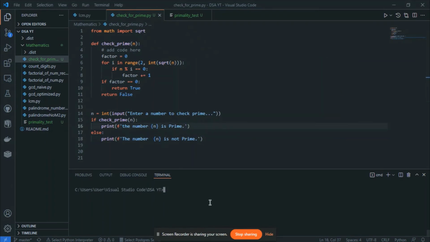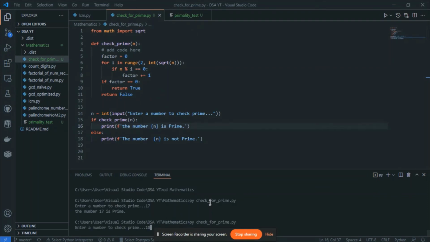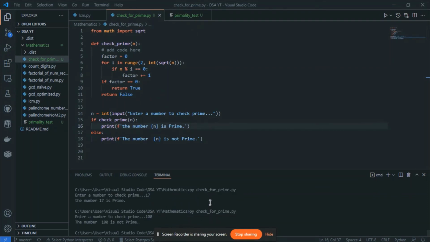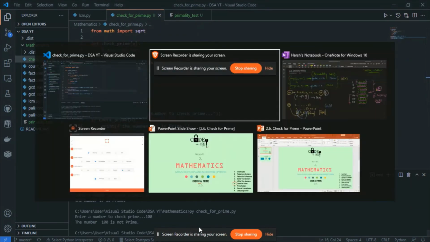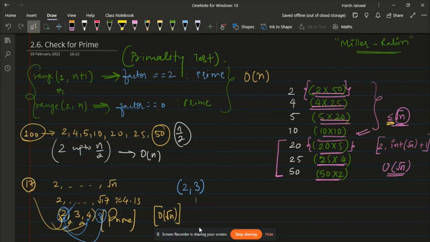Now let's see. Check prime. Now let us have a number, 17 first of all. Yes, 17 is a prime. Let us run it again. Let's add 100. 100 is not prime. Yes, it is. Is it clear? I guess it is. Now let's see the next method. Yes, we're going to optimize this solution basically.